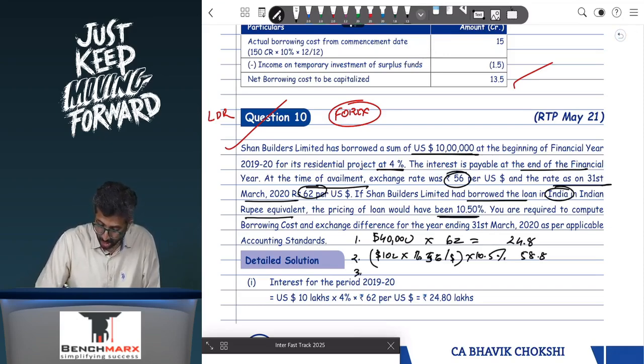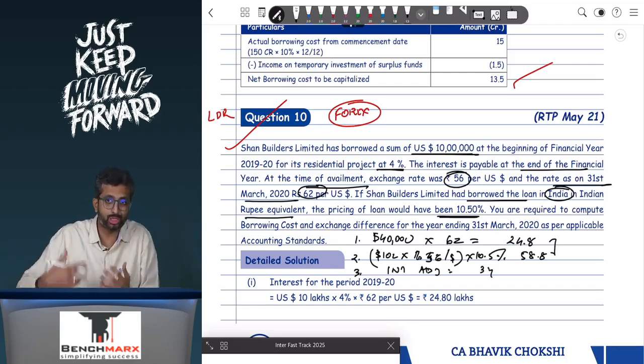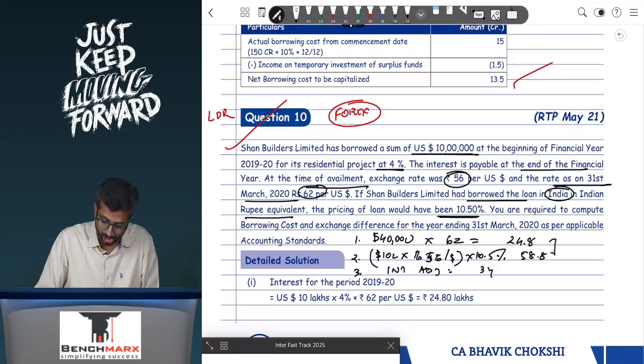But because I'm taking the loan in the US, I'm paying 24.8 lakhs and hence apparently I'm saving 34 lakhs. So my interest adjustment would be the difference between the two, which is 34 lakhs. I'm taking the difference between these two. However, do I actually pay this? Well, it depends on what my exchange loss is.